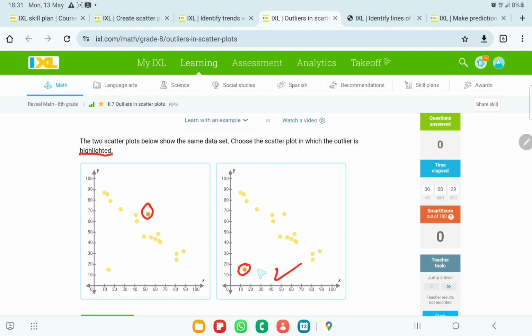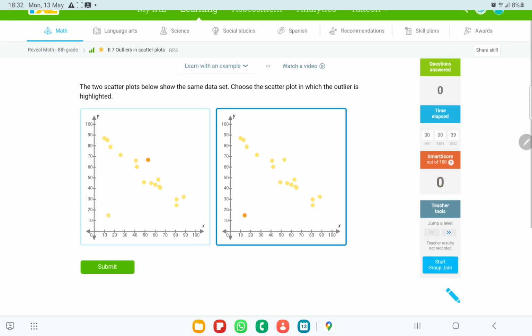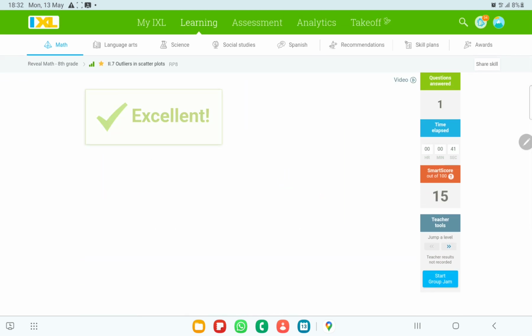Excellent. Of course, this one. Why? Because this one is away from the rest of the points. So this is our outlier. Bravo. Very good. So this is the outlier.